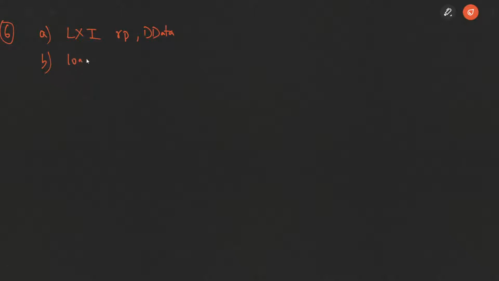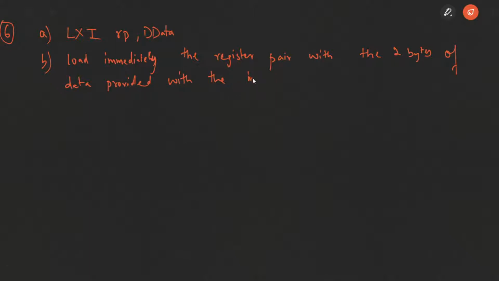So load immediately the register pair with the 2 bytes of data provided with the instruction. So there will be 2 bytes of data provided in this case, and that will be loaded onto the register pair. Fine. So RP will basically be loaded with the data that's immediately available here.